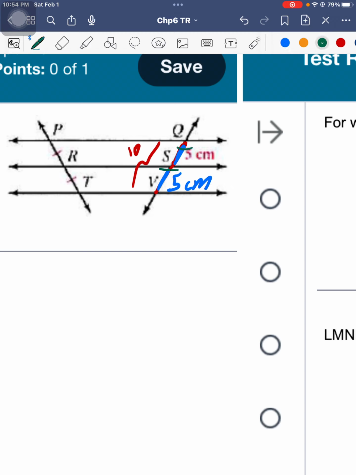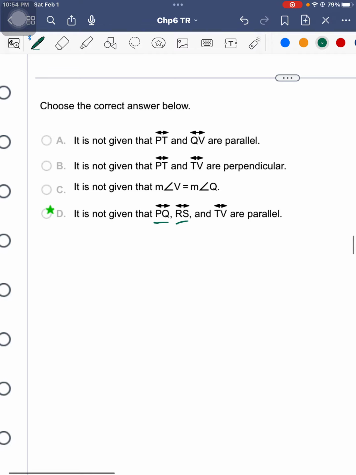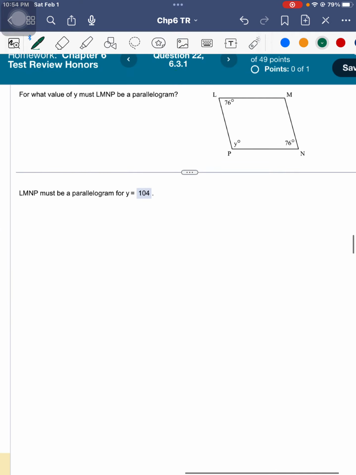But there's something wrong. Yes, this transversal was cut up into congruent segments, but are these lines parallel? Do they have the parallel notation? No, they don't. So we cannot say this to be true. It is not given that PQ, RS, and TV are parallel. Yeah, exactly. Okay, good. So now we're getting into 6.3 territory.